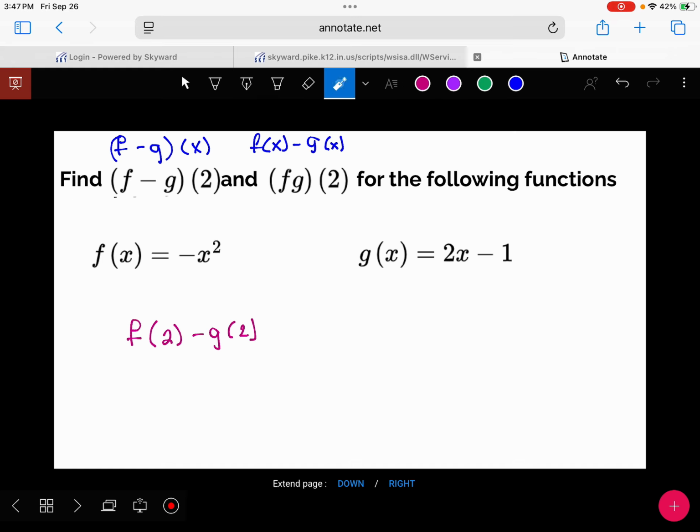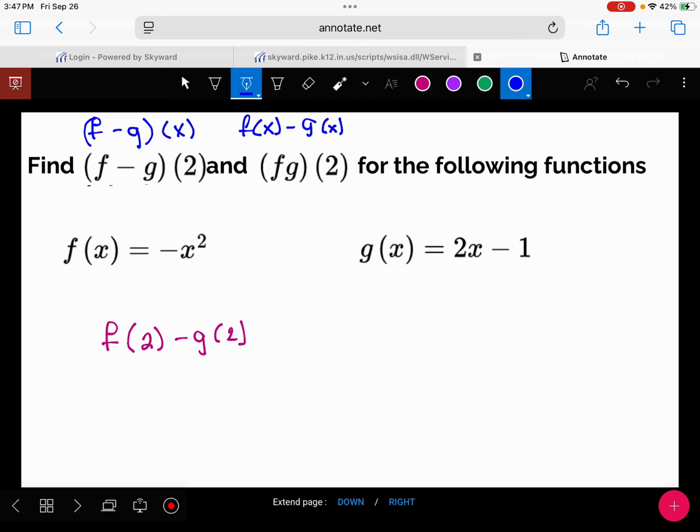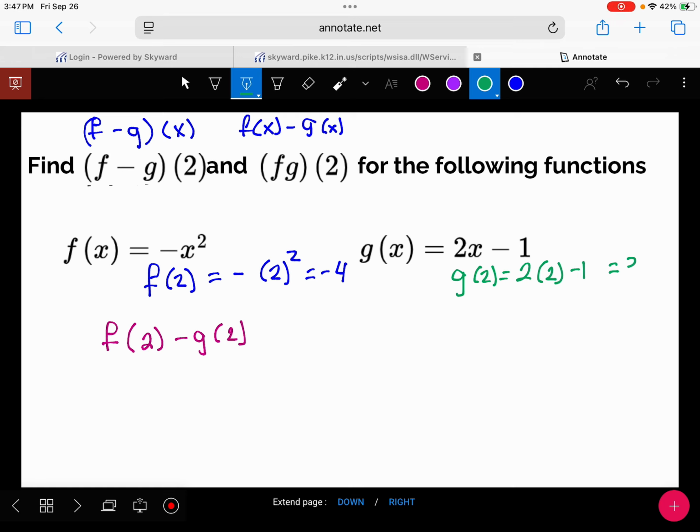So when we're figuring this out and we have these 2s in place of our x's, I'm just going to figure out f of 2, and I'm going to evaluate that first. So my f of 2, I'm going to substitute 2 in place of x. So we're going to do my 2 squared. That's going to give me 4. So we have the opposite of 4, which is negative 4. When I do the same thing for my g of 2, that's going to be my 2 times 2, and then minus 1. So that's 4 minus 1, so that's 3.